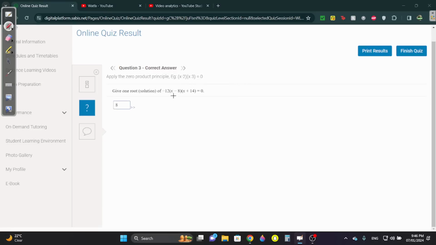Okay, this one gives you a product: negative 12 times x minus 8 times x plus 14 equals 0. When a product equals 0, that means one of these factors is 0. So either minus 12 equals 0, which obviously is wrong, that can't happen because minus 12 doesn't equal 0, or x minus 8 equals 0, or x plus 14 equals 0. Since that's wrong, you're left with two solutions.